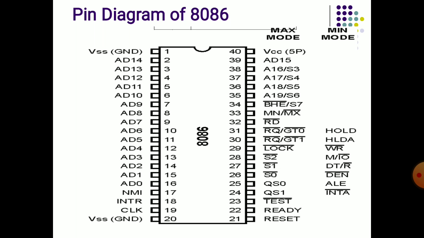So what is minimum mode actually? The minimum mode indicates the normal processor execution. It is single processor support. That is the normal 8086 processor. It is going to perform the normal ALU operations, everything. So it is a single processor mode. That indicates minimum mode operation.